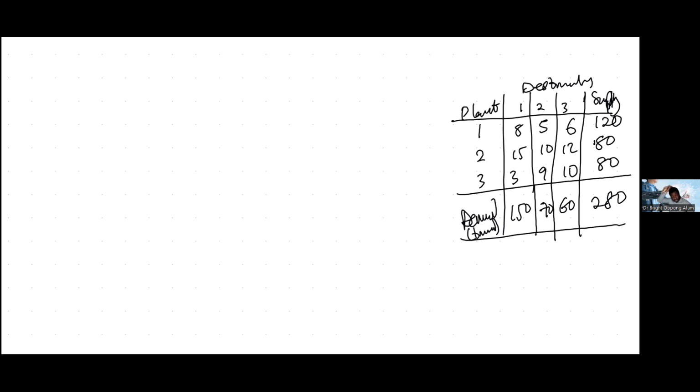So in the transportation tableau, there are several methods that we can use to solve the tableau when we have our initial solution. Two main methods will be introduced in this program. There are also other methods, but we will not go with those.